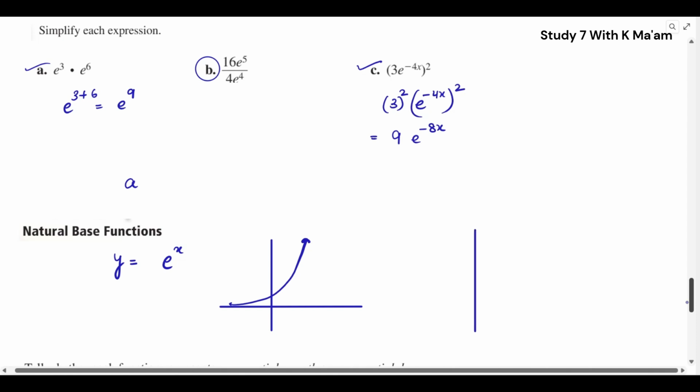Then how will the exponential decay function form? When you have y equals 1 over e to the power x. This can also be written as e power negative x. In this case, the function comes from up to down. It's exponential decay, and that is exponential growth.